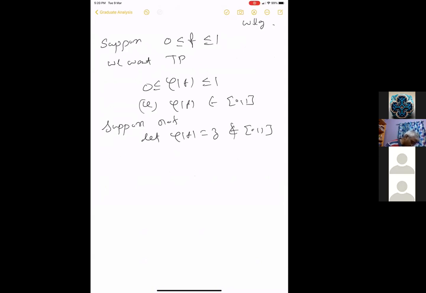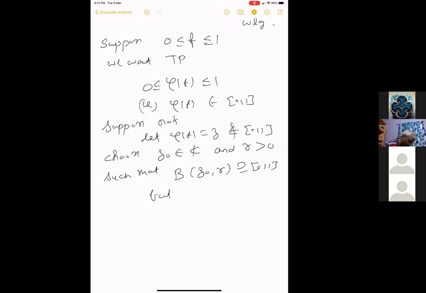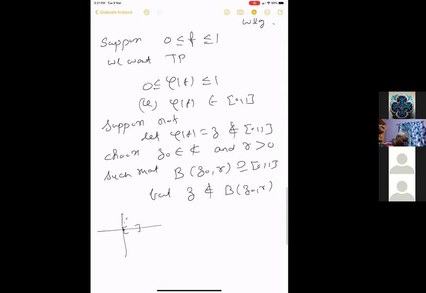So what do we want to say? Now choose z naught, a complex number, and r greater than 0, some radius, such that the ball B(z naught, r) contains [0, 1], but z is not in B(z naught, r). That is, you have the complex number and you have this interval here, and z may lie somewhere. Then you can find some ball like this, which is intuitively clear.